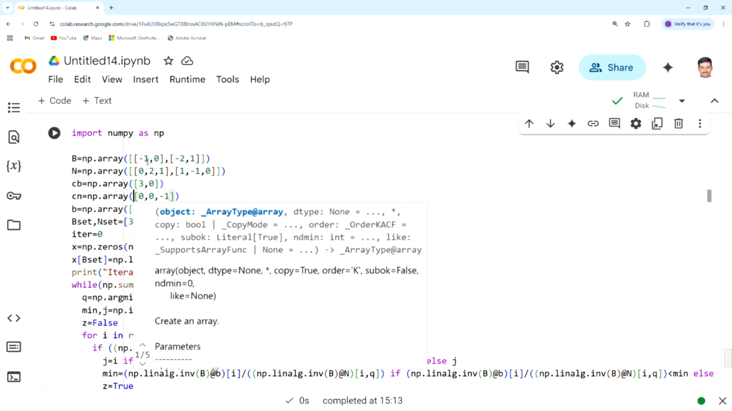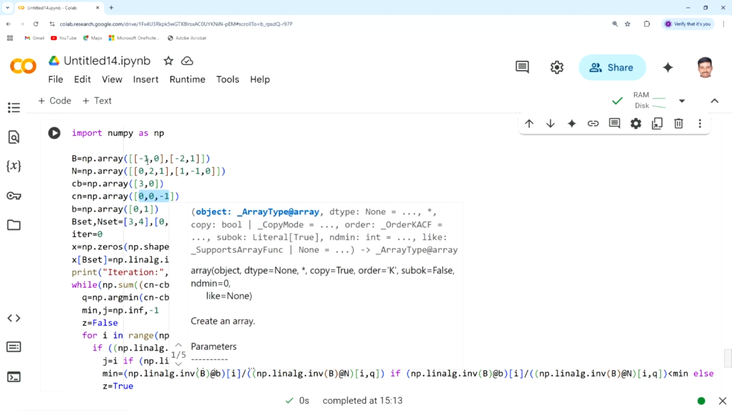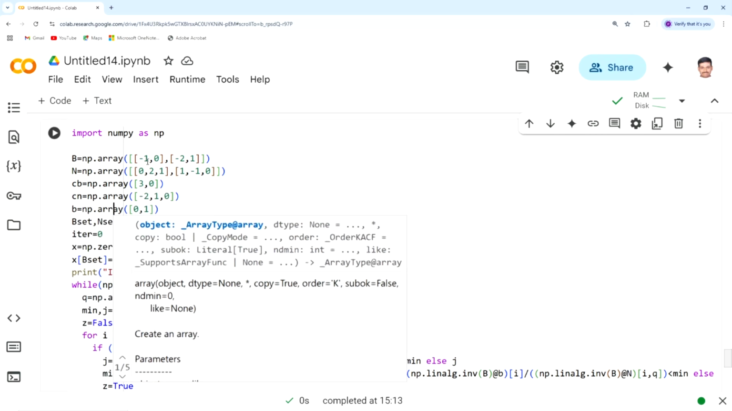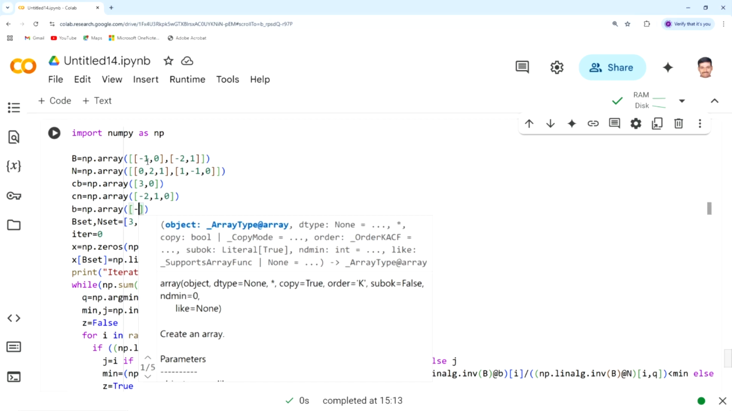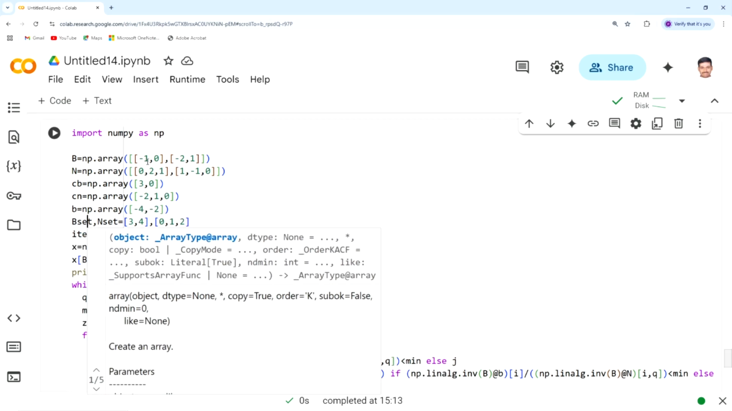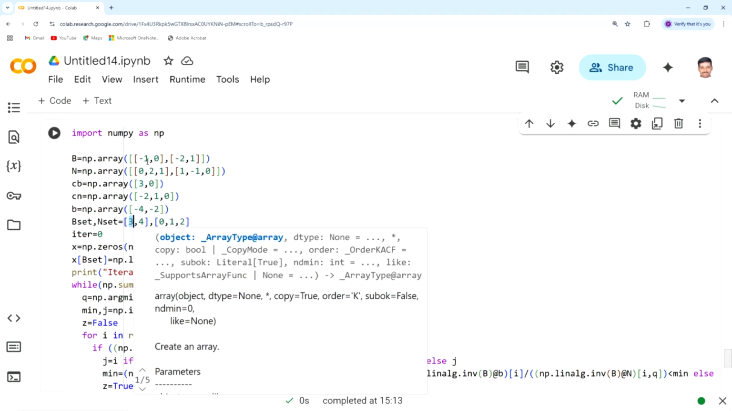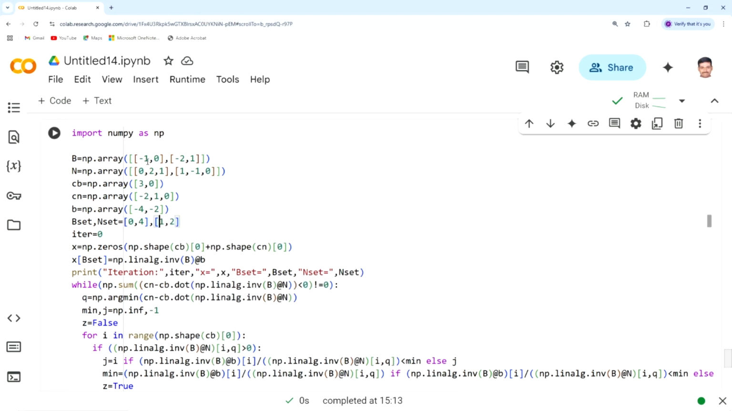C_N is minus 2 1 0, this is minus 4 minus 2, and B set is 0 4, and N set is 1 to 3. Okay. So, with this we will try to work out the answer.